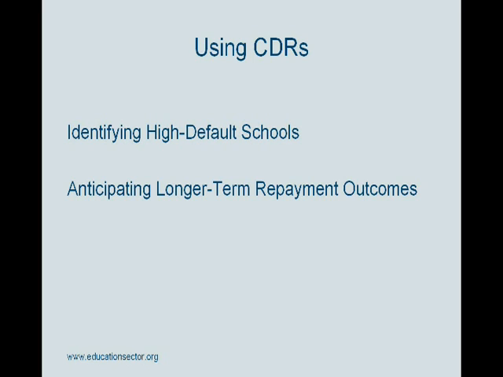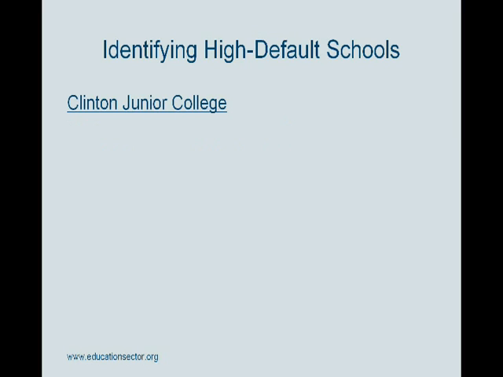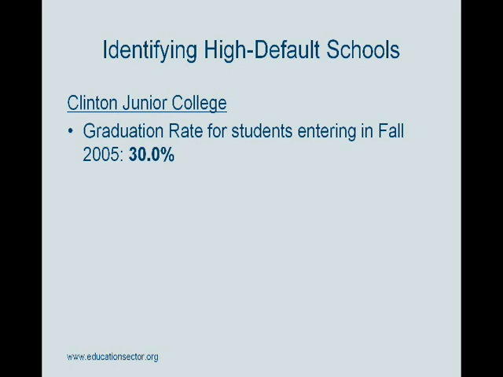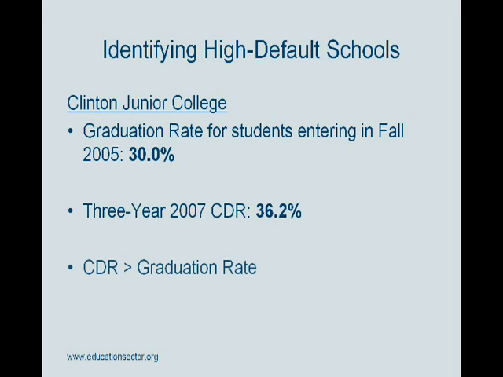First, let's look at Clinton Junior College, a 2-year public school in Rock Hill, South Carolina. At Clinton, the 3-year graduation rate for students entering in the fall of 2005 was 30%. At the same time, 36.2% of student loan borrowers in the 2007 cohort defaulted on their loans within 3 years. In other words, the cohort default rate was higher than the graduation rate.